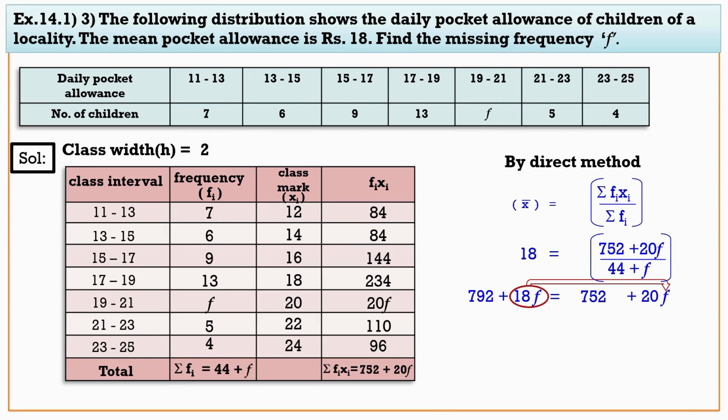Now just switch the position of the variables. If you do 20f minus 18f, that will become 2f, and 792 minus 752 will come over this side, so that is equal to 40. So f is coming 20. That is the missing frequency.